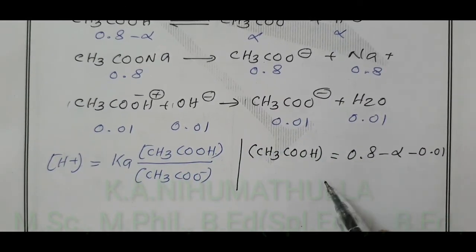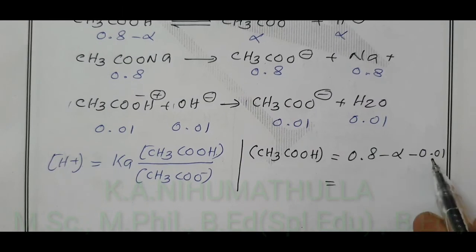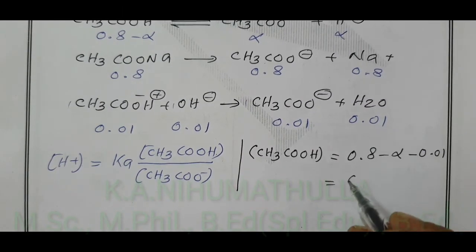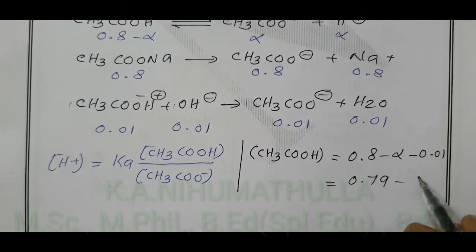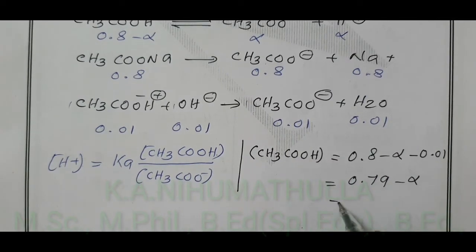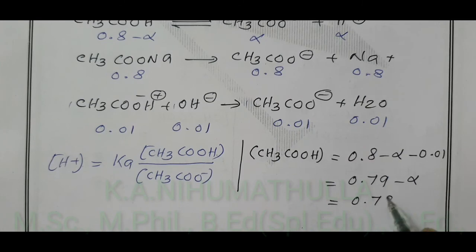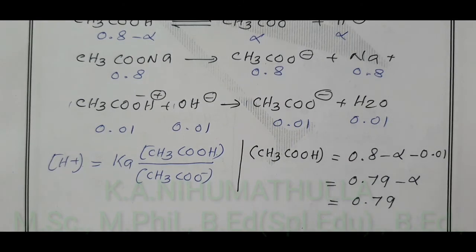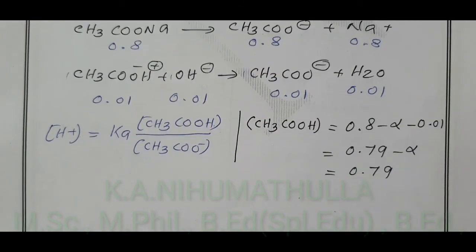And we also know 0.8 minus 0.01 equals 0.79 minus alpha. When compared with any number, alpha is negligible. That is equal to 0.79. Concentration of acetic acid equals 0.79.